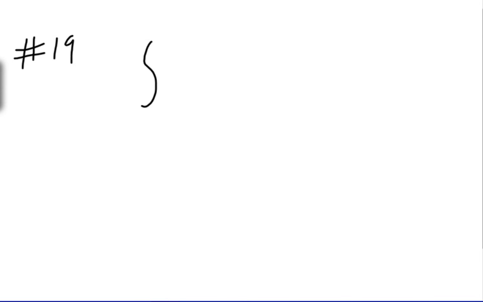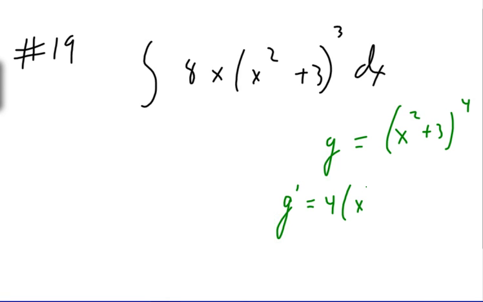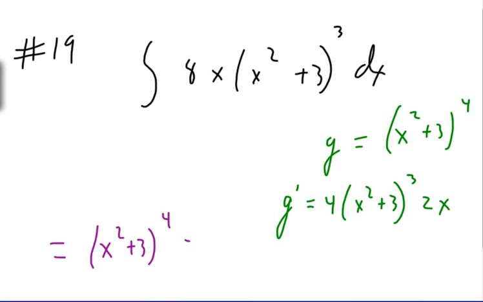All right, 19. Integral of 8x (x squared plus 3) raised to the 3rd dx. All right, so I'm going to guess. I'm going to be in the form (x squared plus 3) to the 4th. In which case, g prime would be 4 (x squared plus 3) cubed times 2x. Yeah, look at that. I got 8x, that whole thing. So my answer is (x squared plus 3) raised to the 4th plus c.